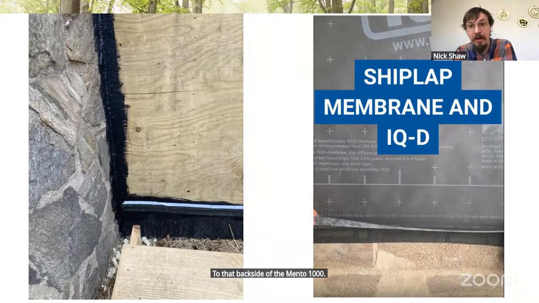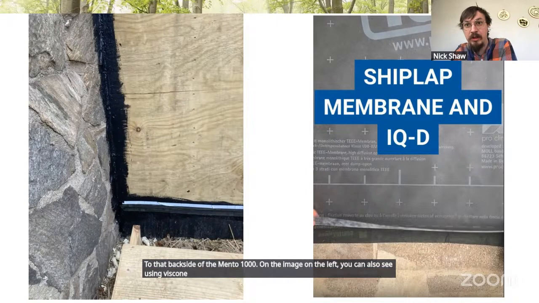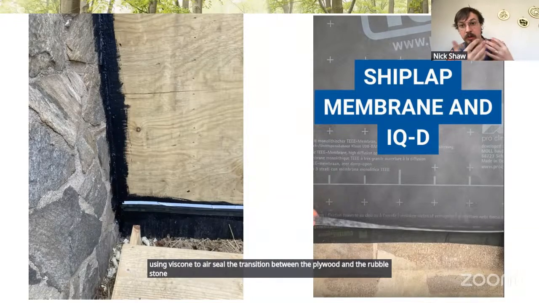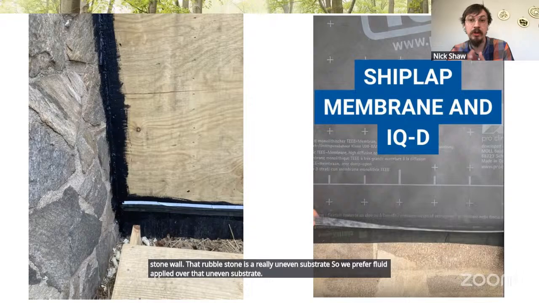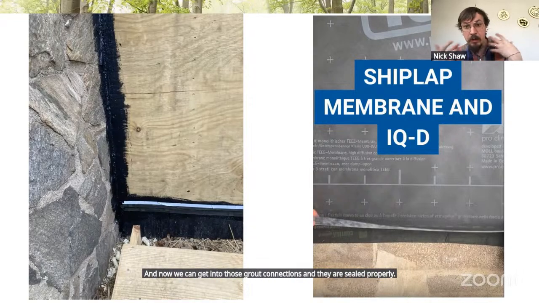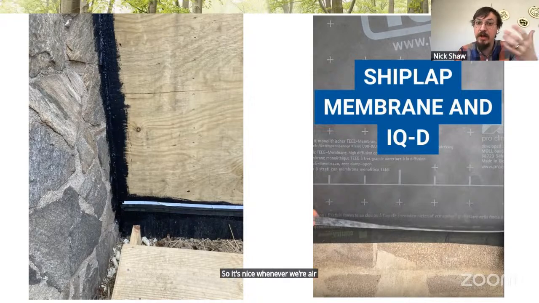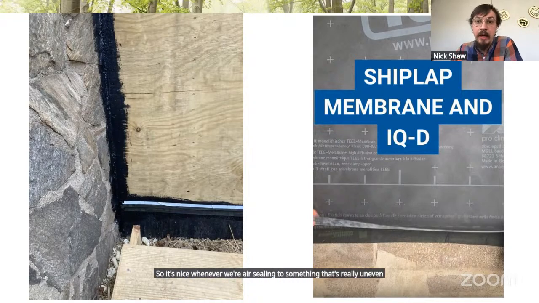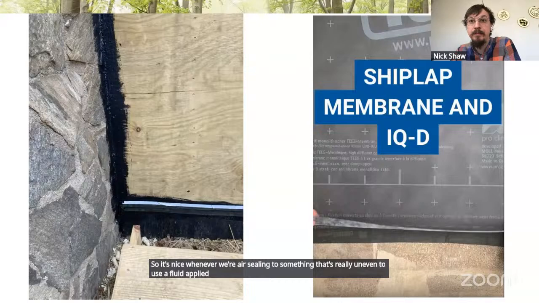On the image on the left, you can also see using Visconn to air seal the transition between the plywood and the rubble stone wall. That rubble stone's a really uneven substrate, so we prefer fluid applied over that uneven substrate. And now we can get into those grout connections and air seal properly. So it's nice whenever we're air sealing to something that's really uneven to use a fluid applied, such as the Visconn.